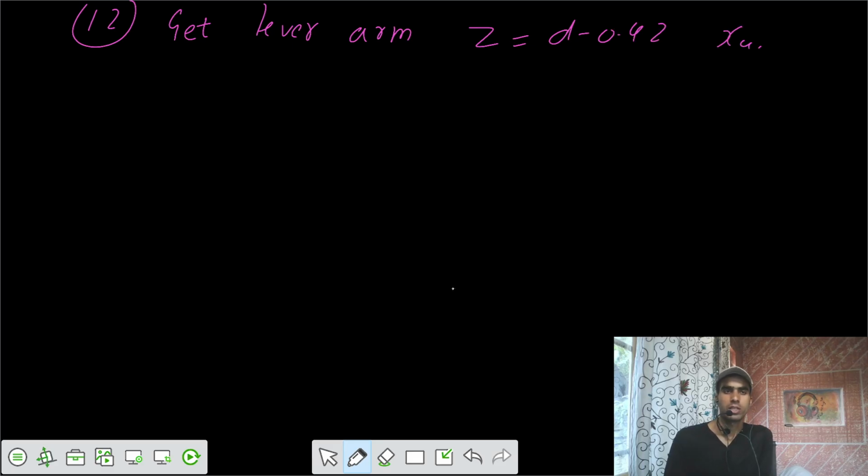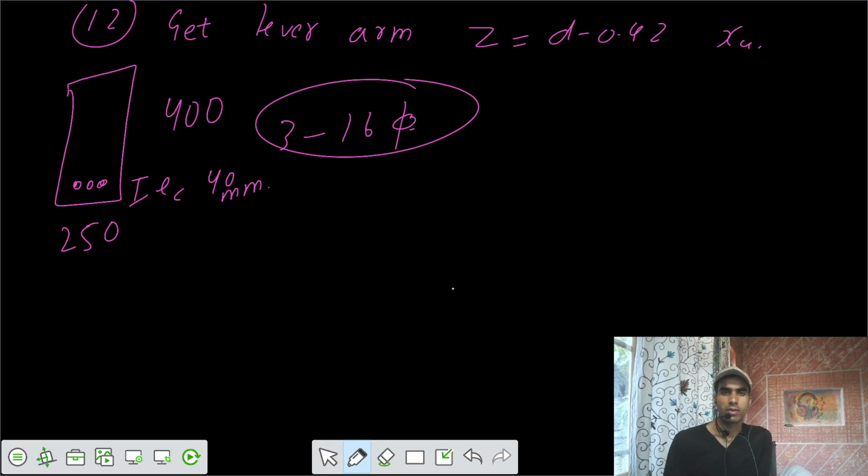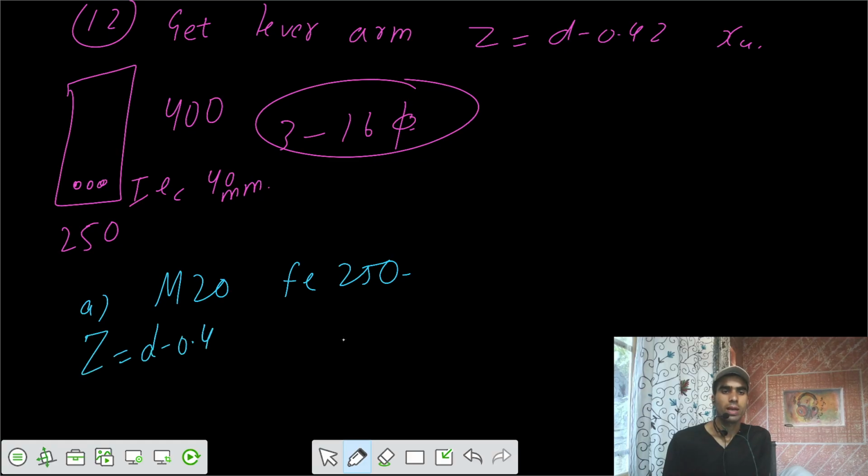So for the section, we have the section given to you. The section dimensions are B equals to 250 and capital D is 400, and we have effective cover of 40 millimeters, and we have 3 bars of 16.5. The conditions are that we have M20 and Fe 250 mild steel.